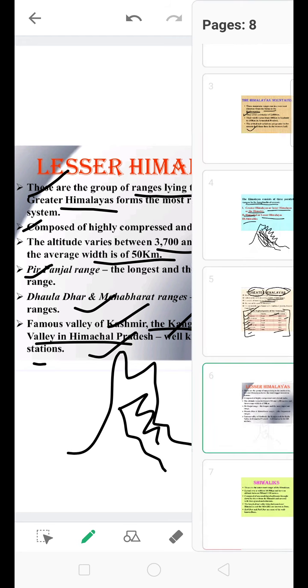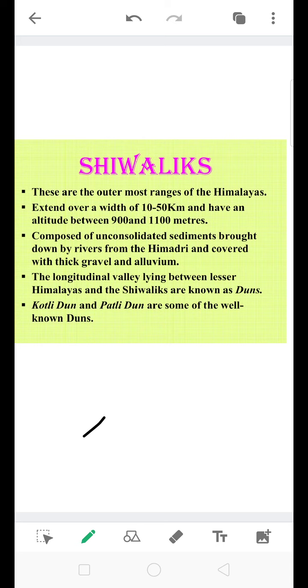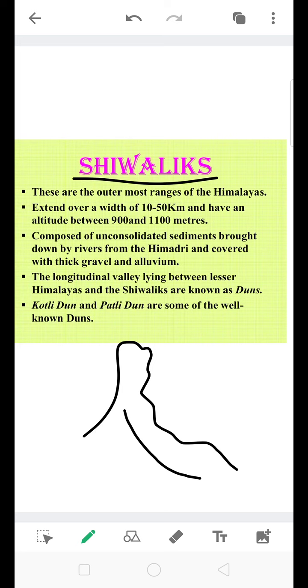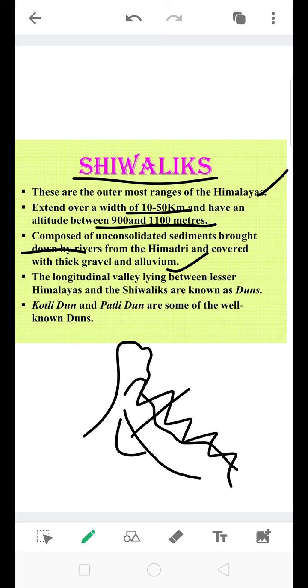Then we have the last range of the Himalayas, again in the south part, in the extreme down part, which is known as the Shivalik. These are the outermost ranges of the Himalayas, that means the down one, extending over a width of 10 to 50 kilometers with an altitude between 900 to 1100 meters. They are composed of unconsolidated sediments brought down by rivers from the Himadri and covered with thick gravel and alluvium. That means when the glaciers melt from the Himadri range, it covers the area with gravel and alluvium.